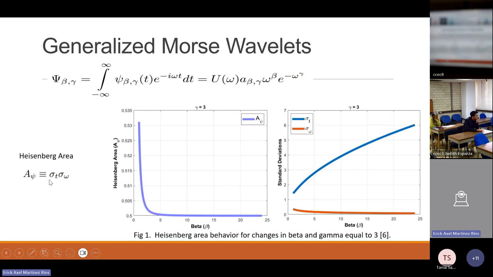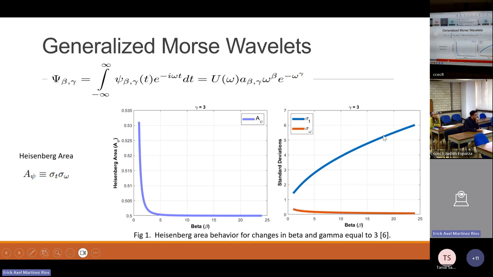Basically, the Heisenberg area is the product of the standard deviation of the wavelet in the time and frequency domains. And here in figure one, what I'm showing is how the Heisenberg area changes by changing the value of beta and fixing gamma equal to 3. Here we are fixing gamma equal to 3 because we know that for gamma equal to 3, the generalized Morse wavelets approximate the lower bound of the Heisenberg area, that is 0.5.